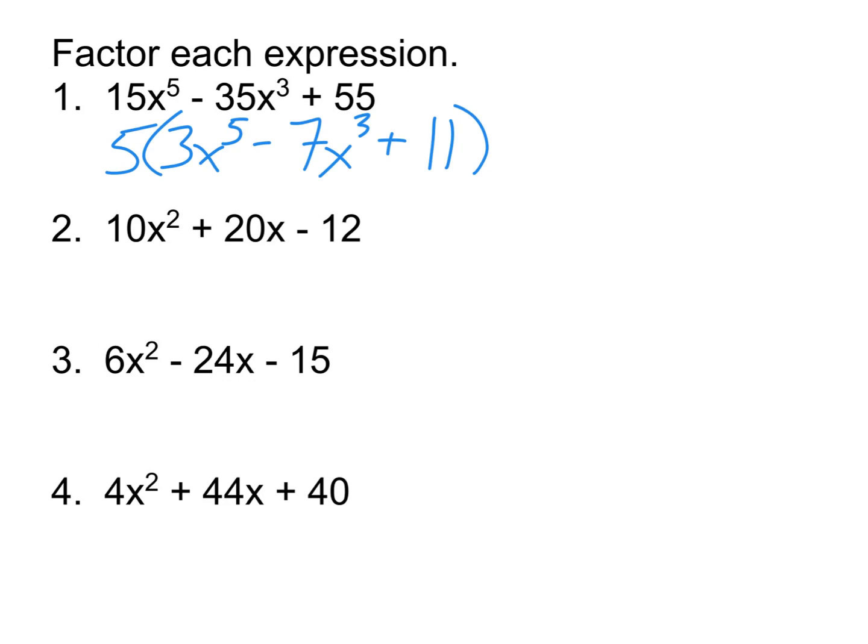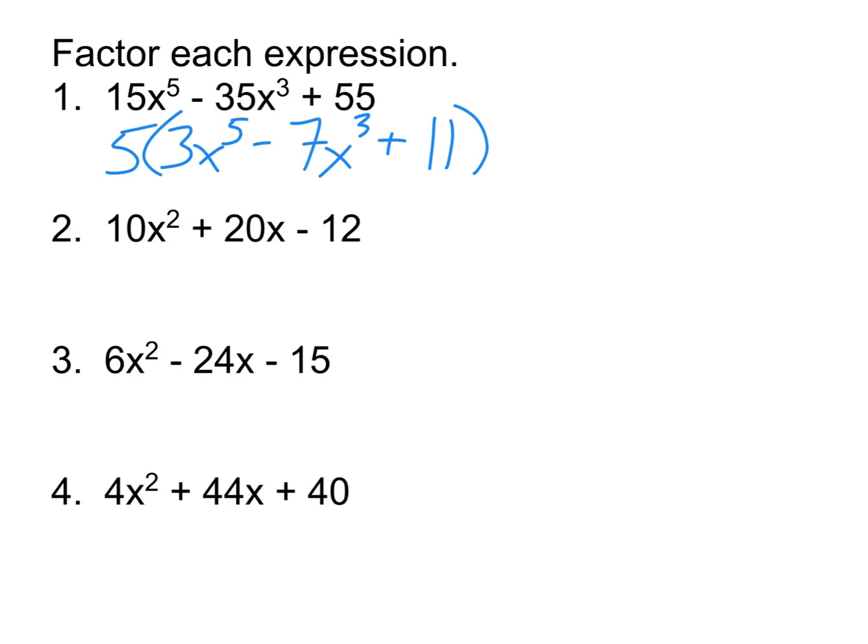Then just to double check that we have done it properly, we check inside the parentheses, 3, 7, 11. Is there anything that factors out of all of those? No. So that tells us we did in fact get the biggest thing factored out of everything. That's your final answer for number 1. Keep doing the same technique to finish the other 3.